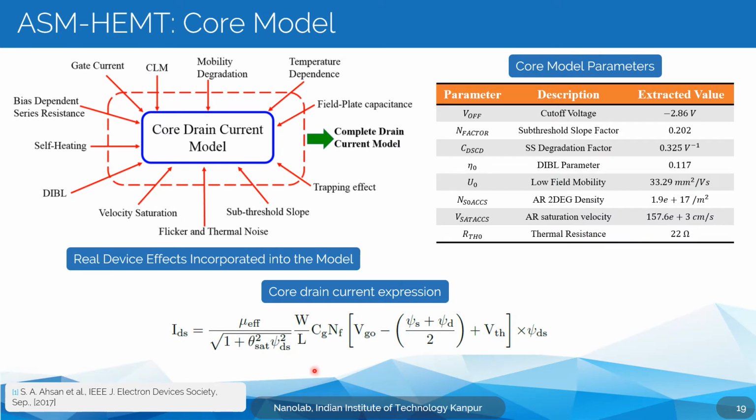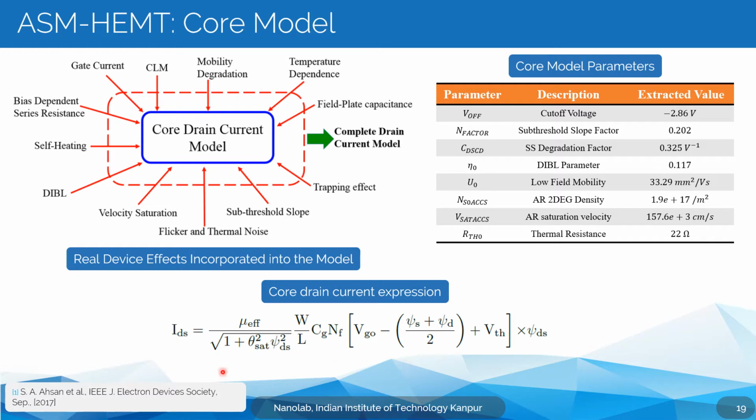Okay, so this is the current expression which we use, and this basically is dependent on the source side and drain side surface potentials, which come from, again, as I said, the solution of Schrödinger and Poisson's equation. And then we incorporate effects like mobility degradation and velocity saturation. This is the final drain current expression we get.